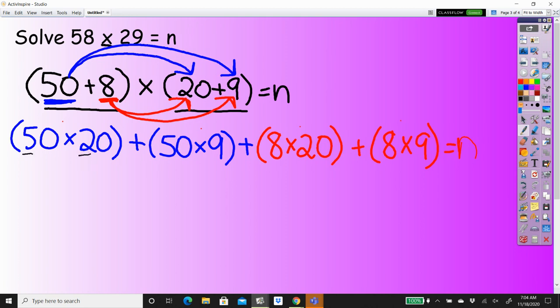5 times 2 is 10. However, I have 2 zeros here, 1 here and 1 here. So that's adding 2 zeros to the end of my product. Then I put my comma. So 1, tens, hundreds, thousands. So 50 times 20 is 1,000. Plus 5 times 9 is my basic fact, which is 45. And whenever I multiply by a multiple of 10, I add a 0 to the end of the product.